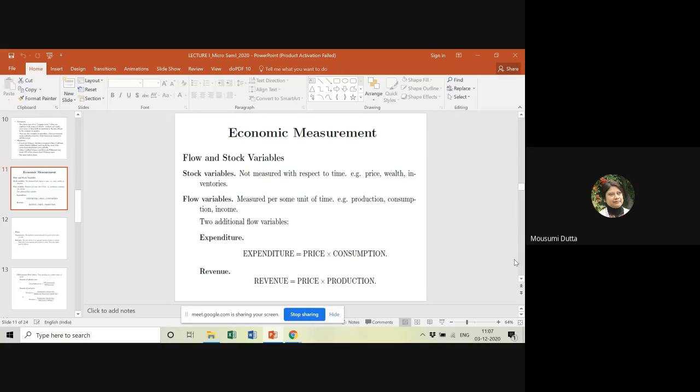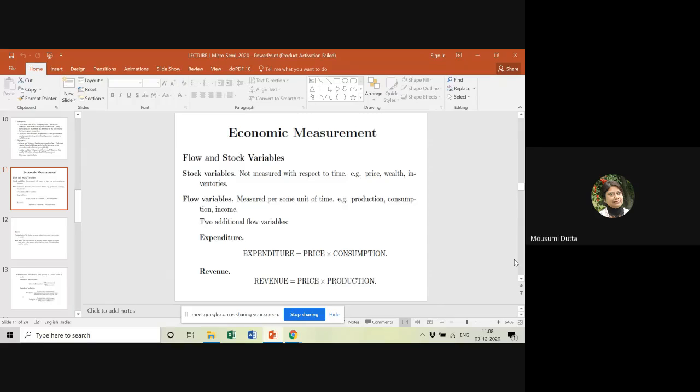There are parallelly a number of flow variables in economics, measured per some unit of time. These are changing more regularly. Production, consumption, income. Okay, so these are changing more regularly compared to the earlier set. It's not that the earlier set will never change. It will also change. Okay, so this kind of situation.